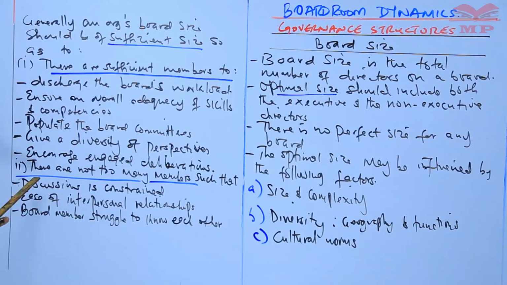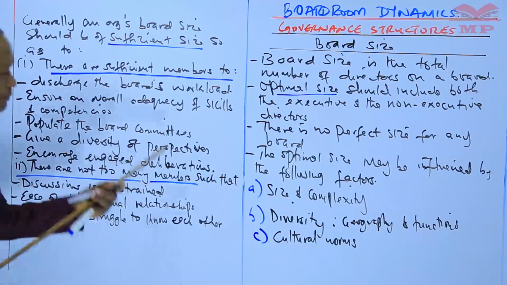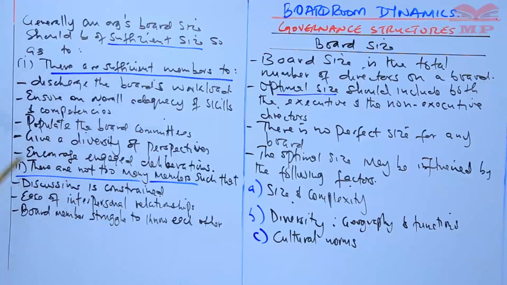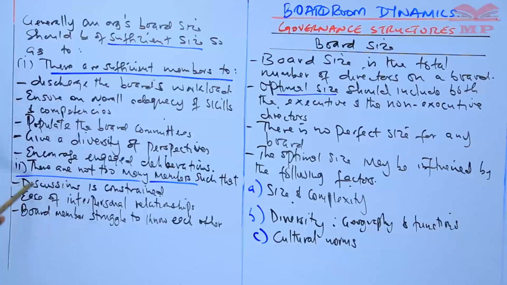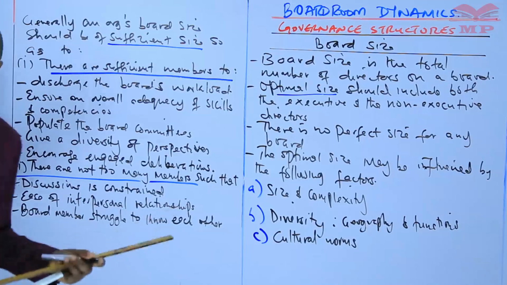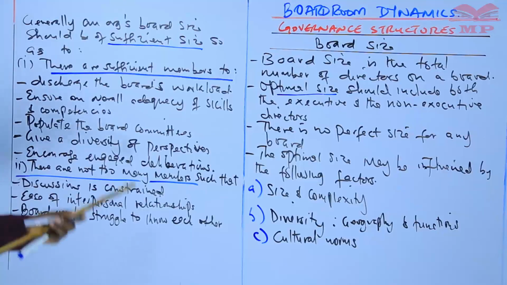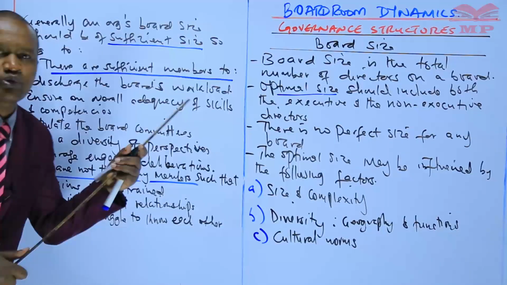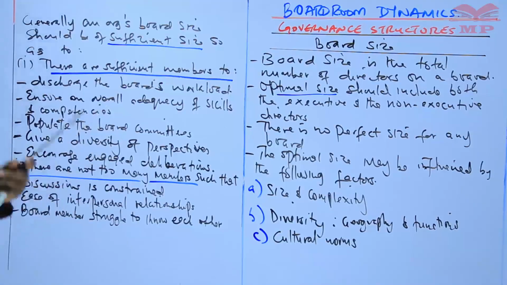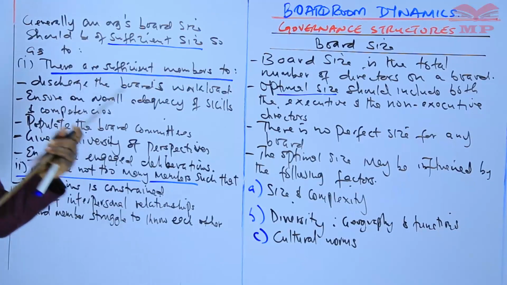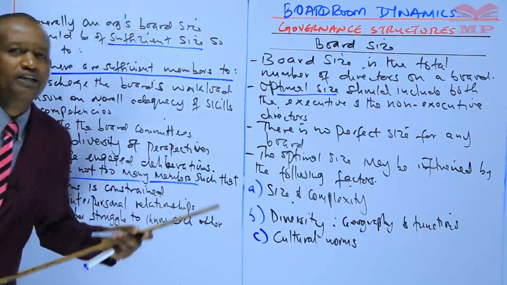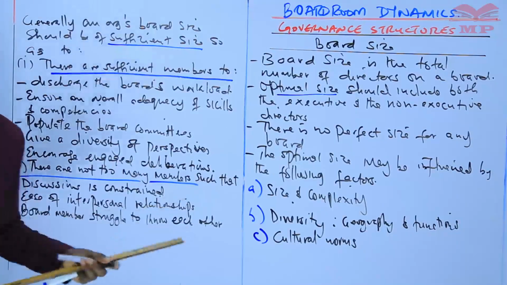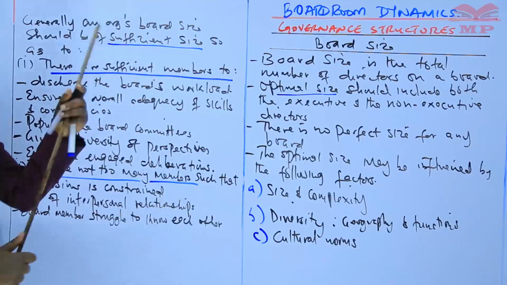I went further in this lesson to explain why there should not be too many members on a board. There ought to be not too many members on a board such that, one, discussion is constrained. If you have too many members who sit on a board, then such a size can constrain discussions. It becomes difficult for all board members to meaningfully engage and contribute in deliberations.